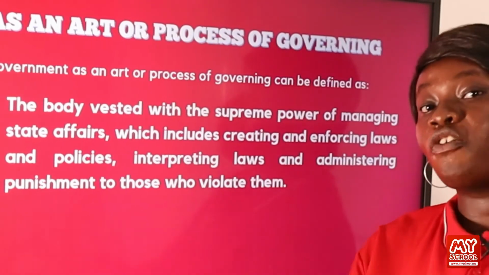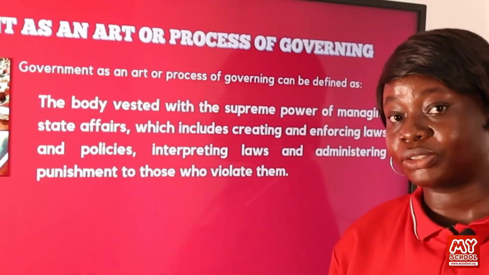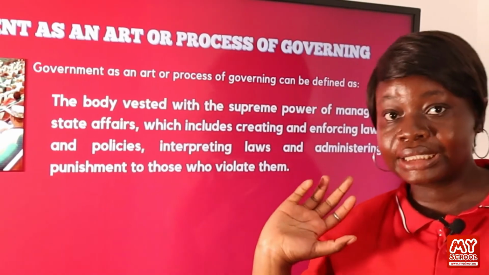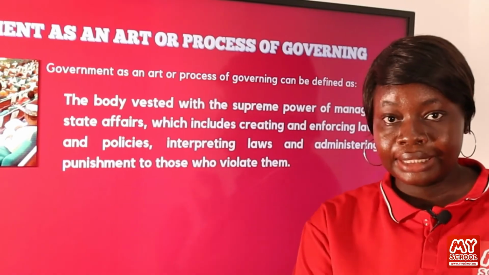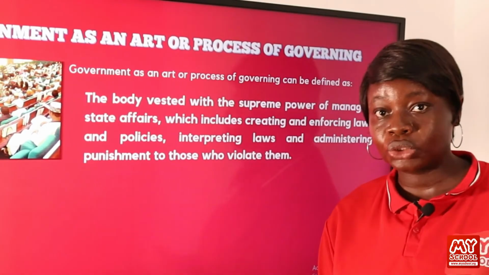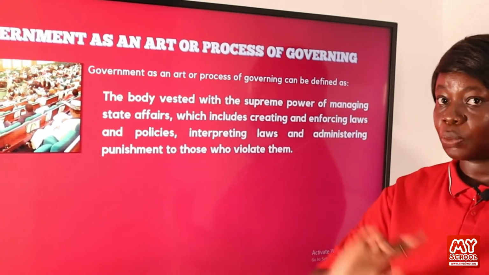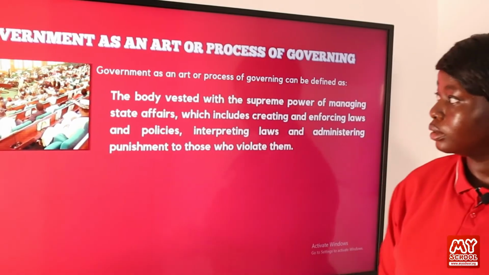When we say in the government of a particular society, we're talking about in the process of governing that society. So in that particular sentence, in the government of a society, we're talking about those functions that are attributed to the government in a particular society. Then we're talking about the art or process of governing.